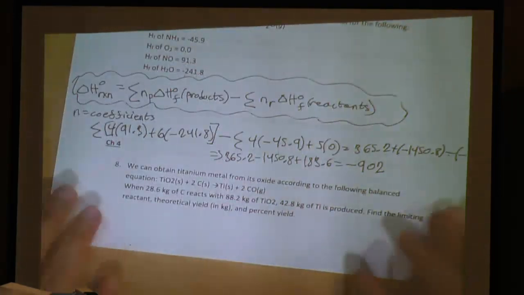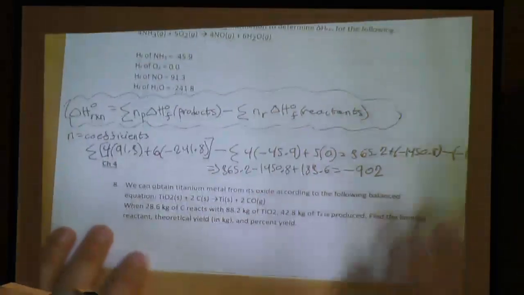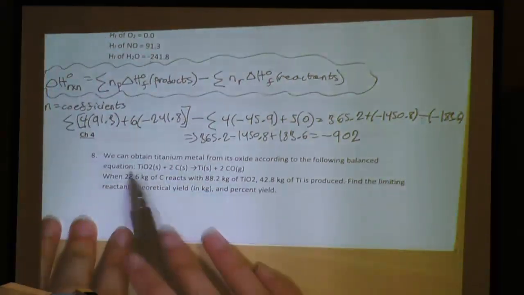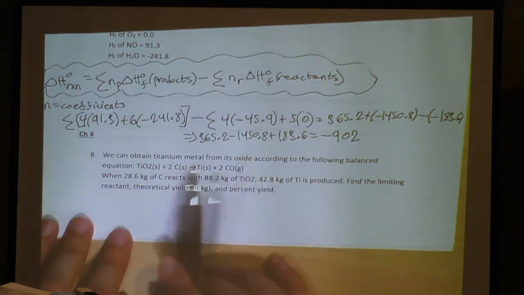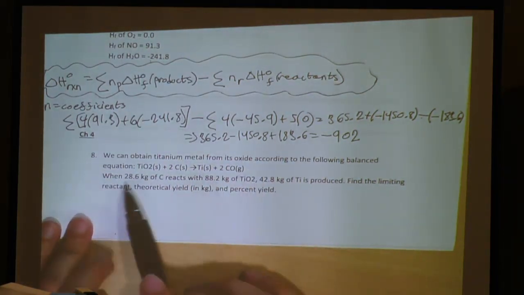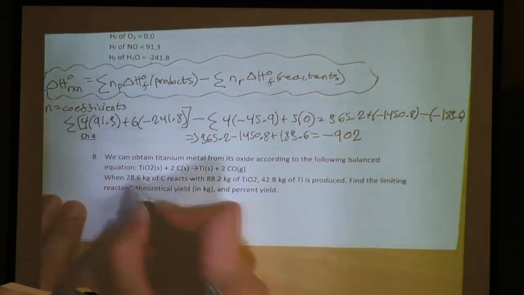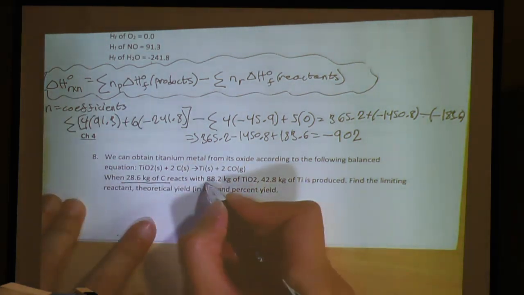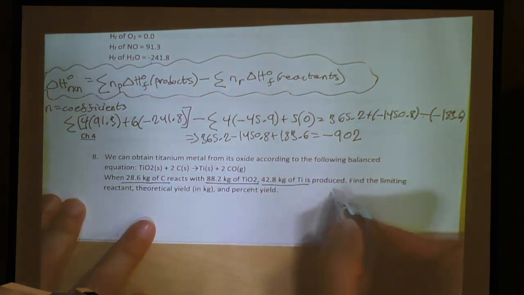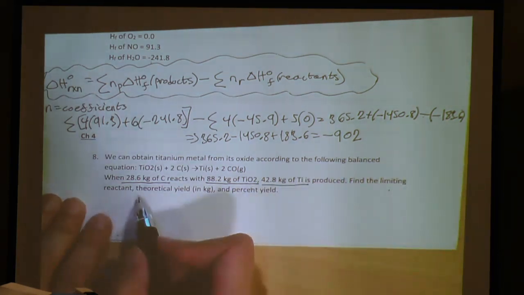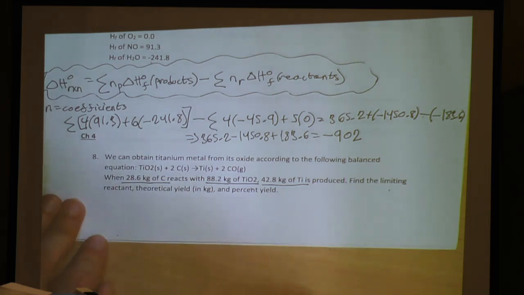Now we can move into chapter 4. So we can obtain titanium metal from its oxide according to the following balanced equation. When our kilograms of carbon react with this much of titanium oxide, this much of titanium is produced. We want to find the limiting reactant, theoretical yield, and percent yield.